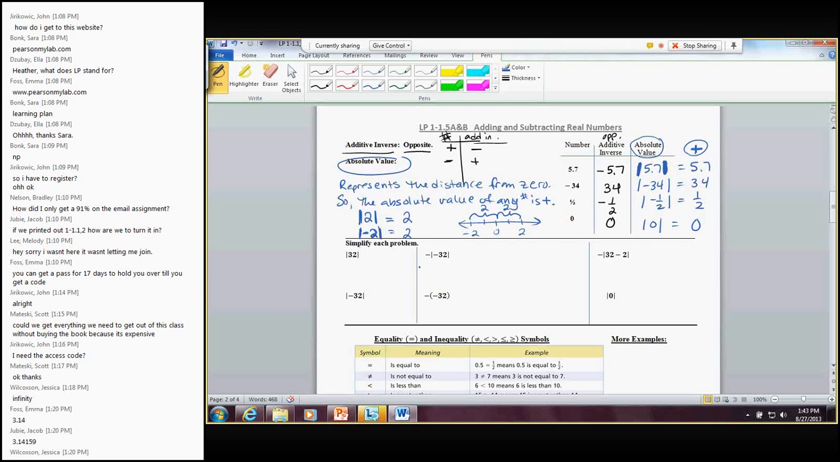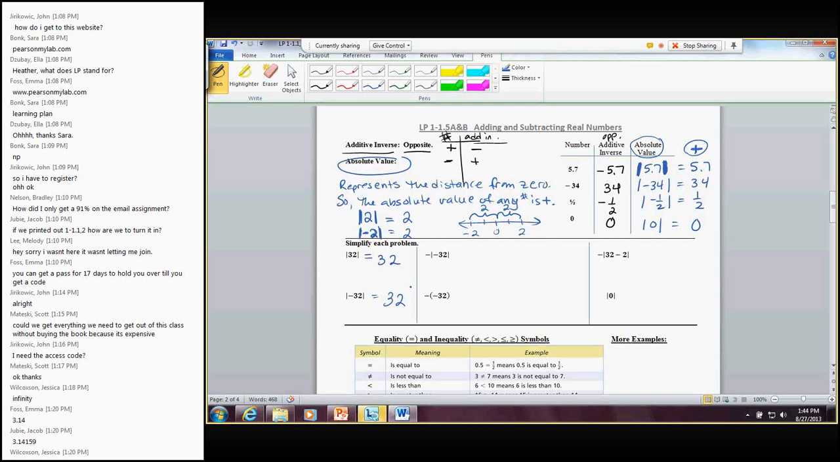Okay, so down here, the absolute value of 32, what is it, guys? And you can just type in the answer, that's fine. 32. What's the absolute value of negative 32? Okay, good, 32. You guys are good.